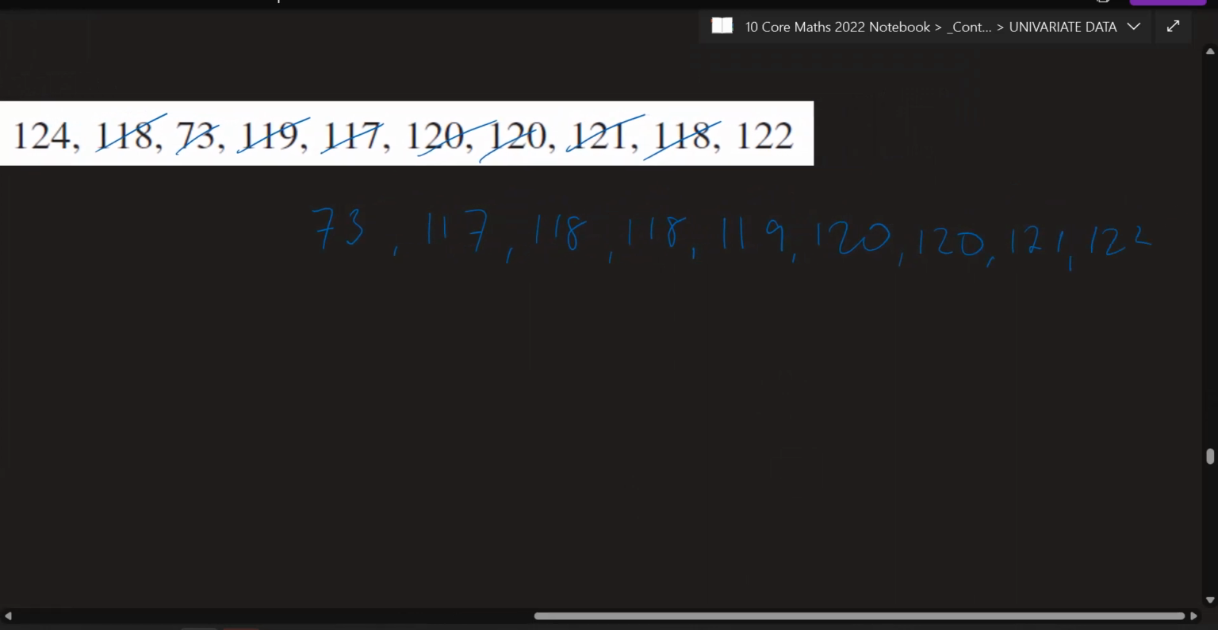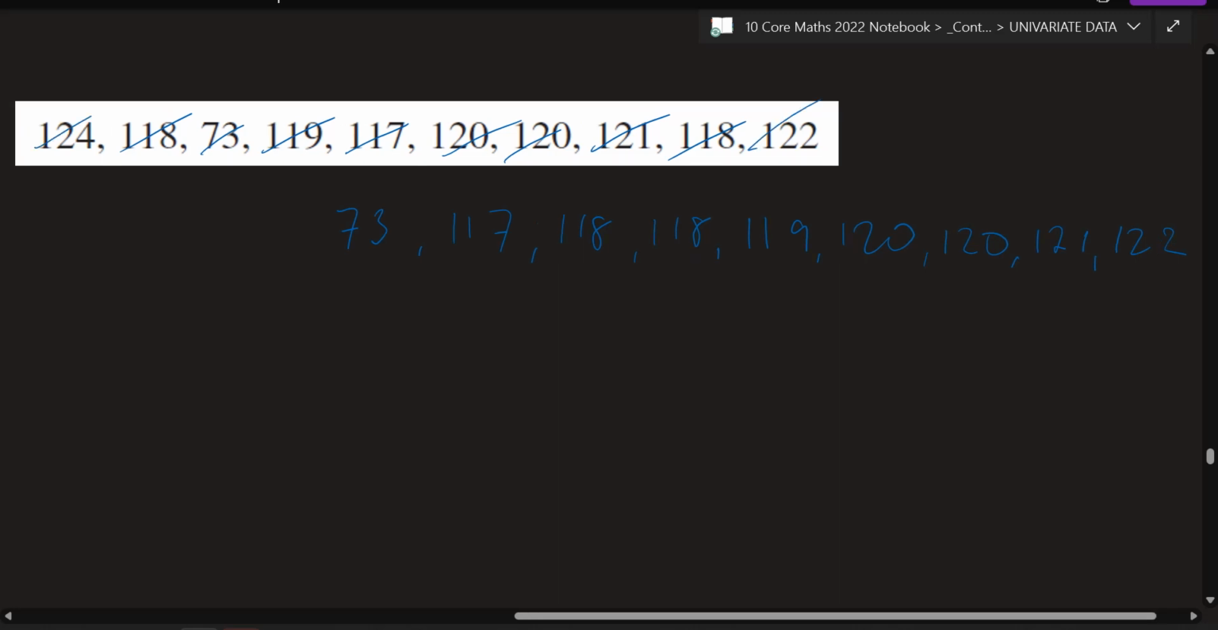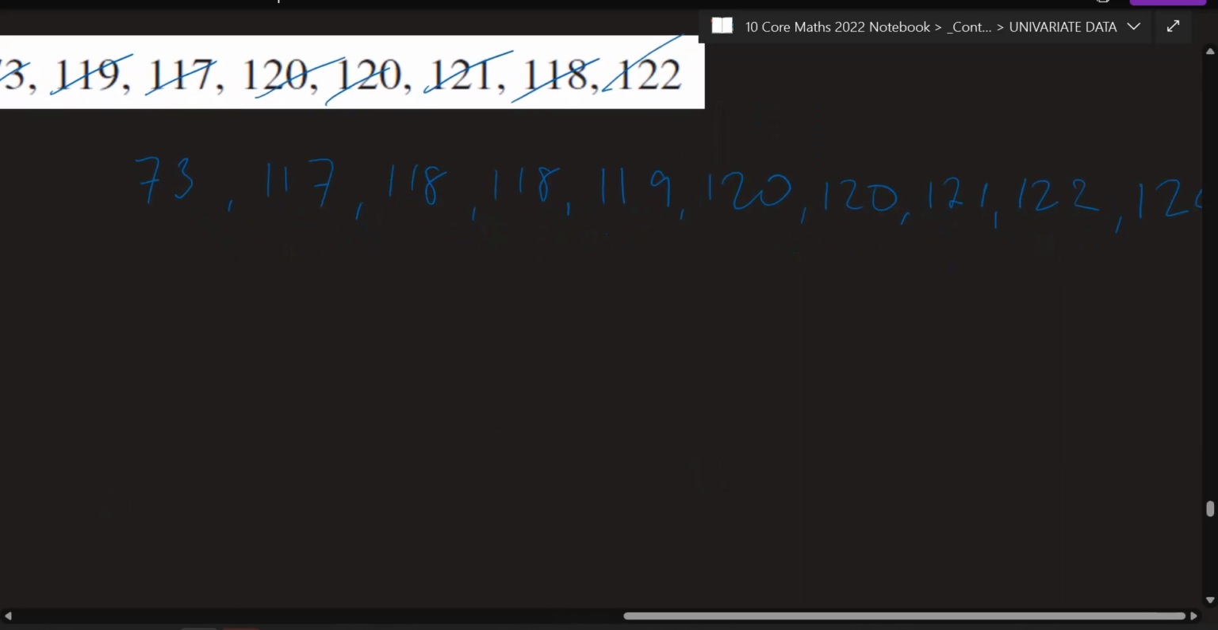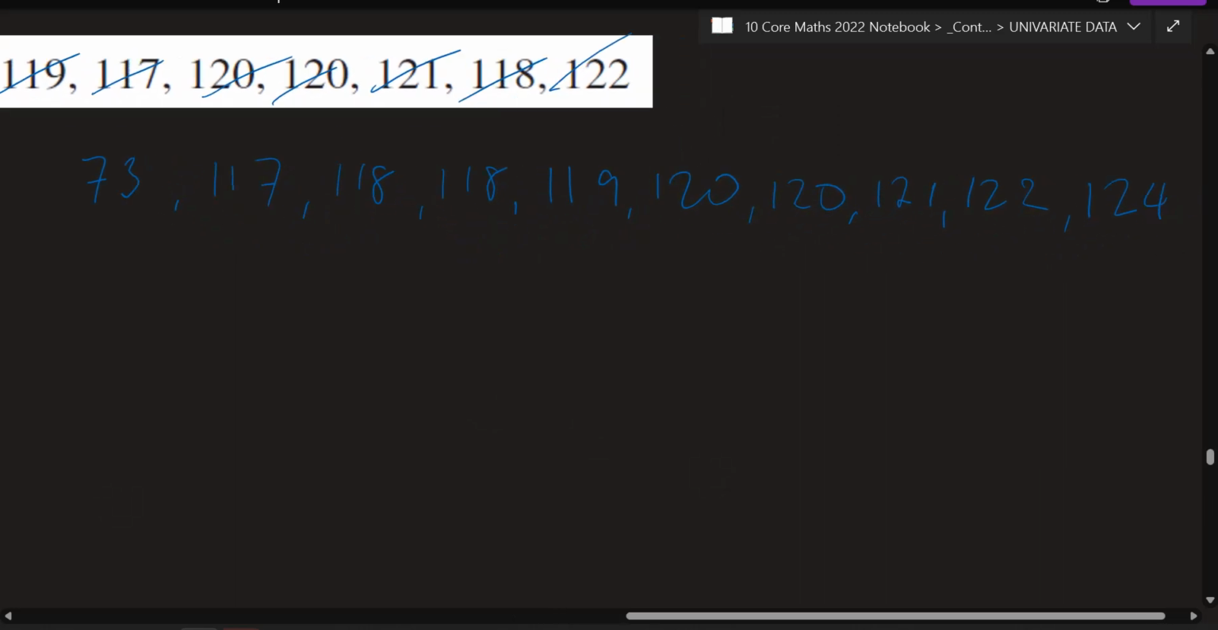Then 122, and then 124. There are your numbers. You can just copy it down so you don't have to do it. I did it for you already. That's the numbers in order. Always make sure before you start working with numbers, put them in numerical order or double check that they have been put in numerical order. Don't skip any numbers because if you do, you'll stuff up your data.